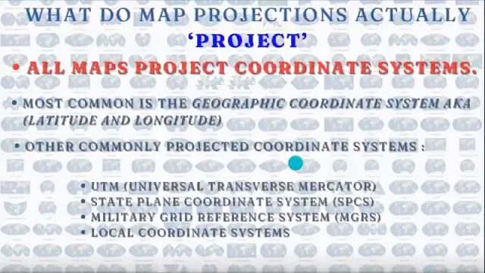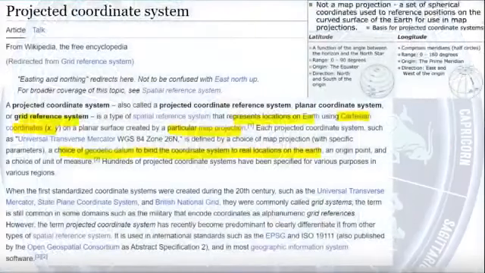Now, every map projects coordinate systems. The most commonly projected is the geographic coordinate system, lat long. Every single map that you've seen, probably, that's of a world nature, is projecting these coordinates. So all maps are projecting the coordinate systems. No maps are projecting the globes. What are projected coordinate systems?